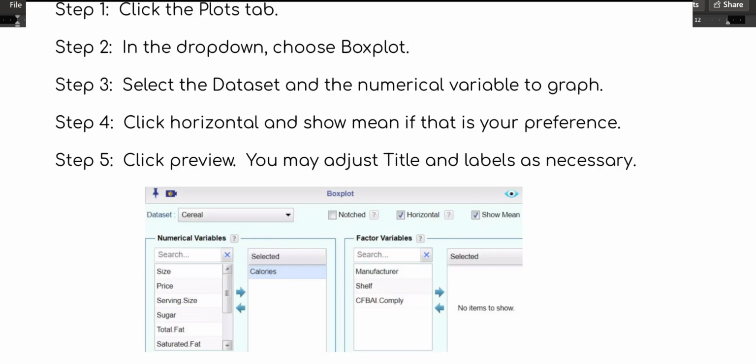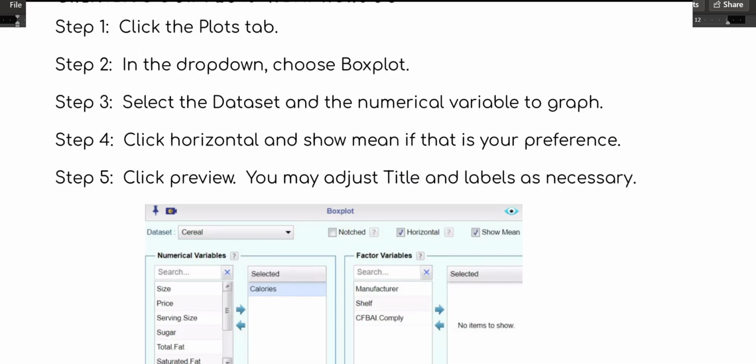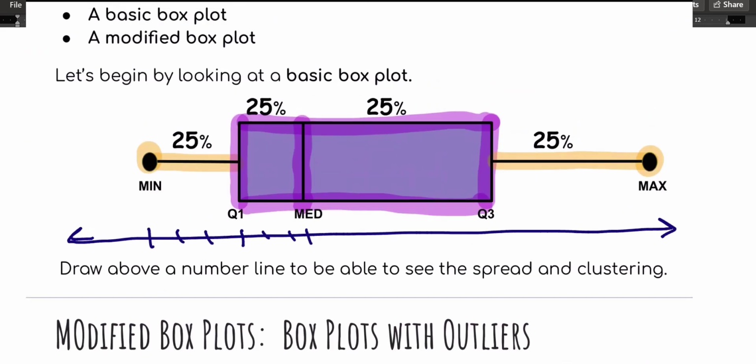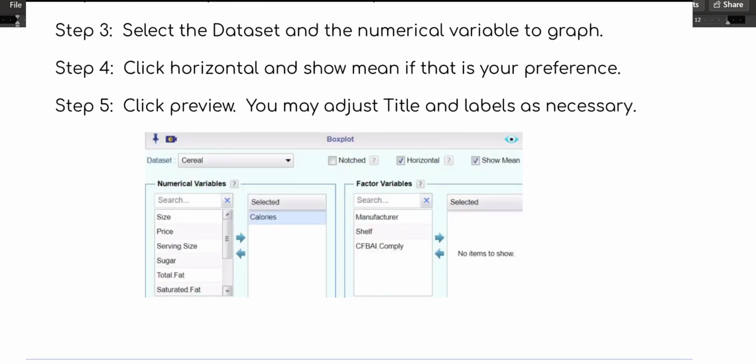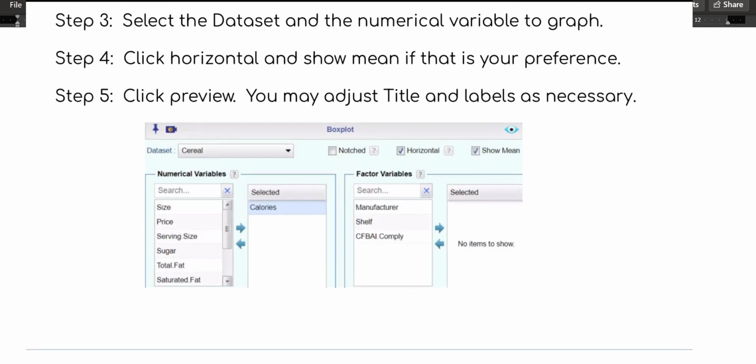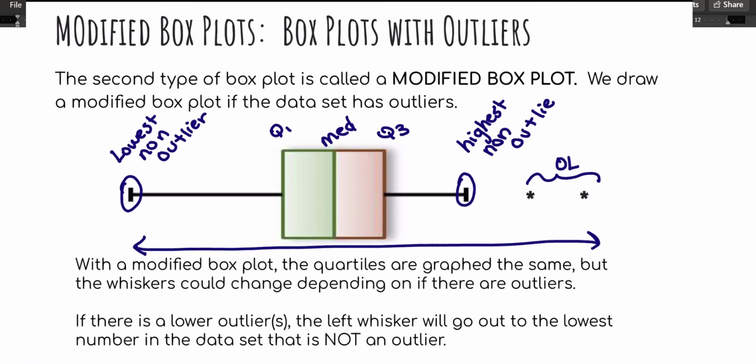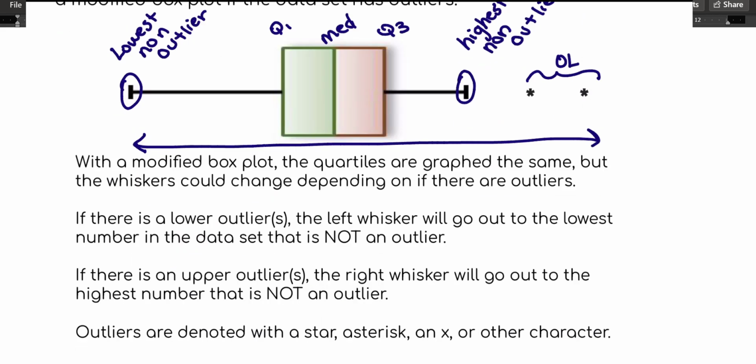If you want to graph it by factor, if you want to focus on any specific factor, you can move that over as well. But if you just want a basic one, don't worry about that part. I like to check horizontal because I like to have a horizontal box plot like the ones here and here. But I will tell you that the default is vertical. So if you don't click horizontal, it's going to do a vertical box plot, which is the same thing. It's just turning this vertical.